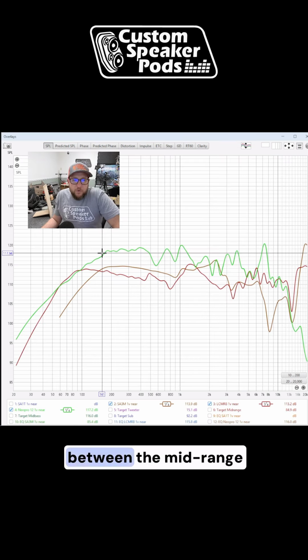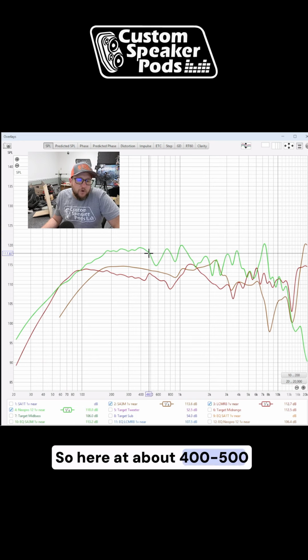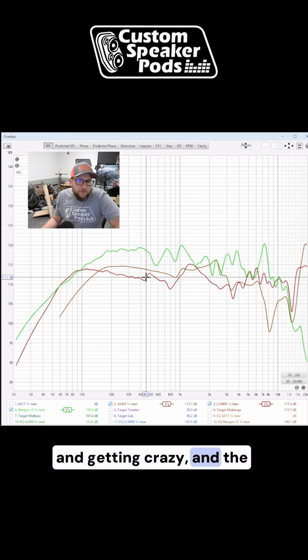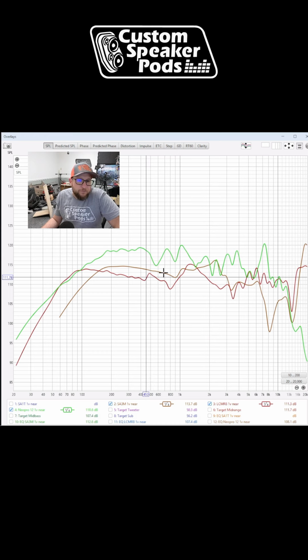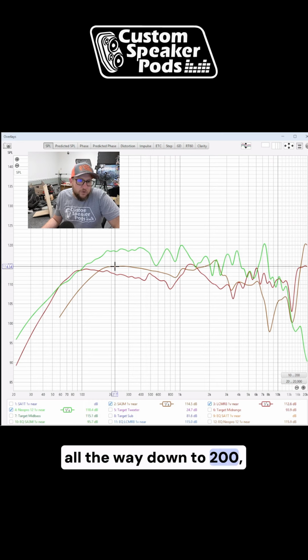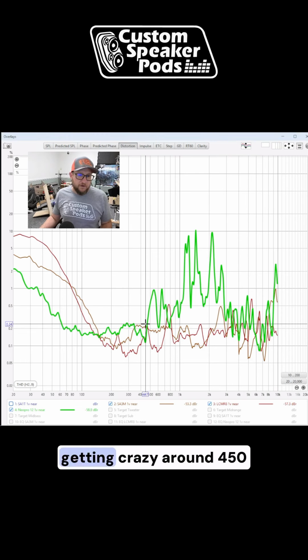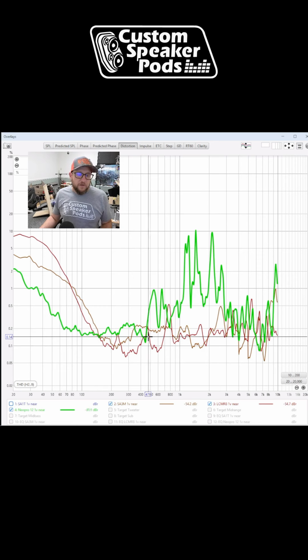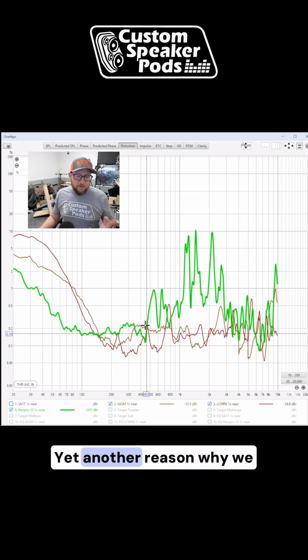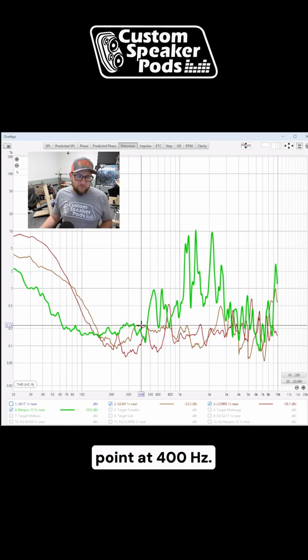Setting the crossover point between the mid-range and the mid-bass is done basically the same way. We look at the behavior of both the 12-inch and the 8-inch, and compare that to the 3-inch. Here at about 400, 500 Hz, the 12-inch starts losing a little bit of performance and getting crazy, and the 8-inch is doing about the same thing. Now the mid-range can play all the way down to 200, but we want the mid-bass speakers to do a little bit more work. We can also look at the distortion graphs and see that the 12-inch starts getting crazy around 450 Hz, and the 8-inch is doing the same thing. Yet another reason why we would like to set the crossover point at 400 Hz.